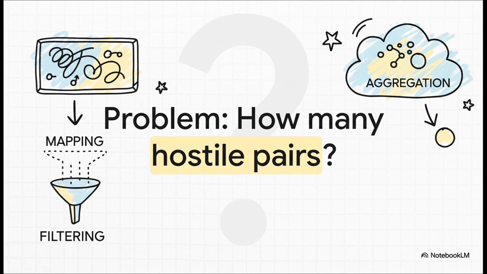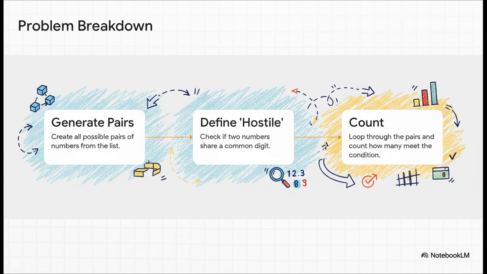None at all. Okay, when you see a problem like this, the first rule is don't panic and try to solve it all in one go. You have to break it down. Step 1. Just focus on generating every single possible pair of numbers from the list. Step 2. Write a totally separate, small function that does one simple job. It takes 2 numbers and tells you, yes, they're hostile, or no, they're not.